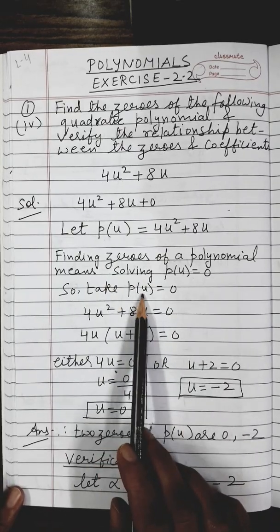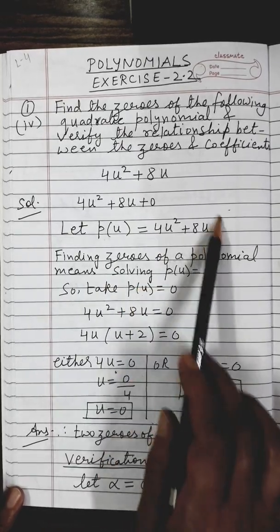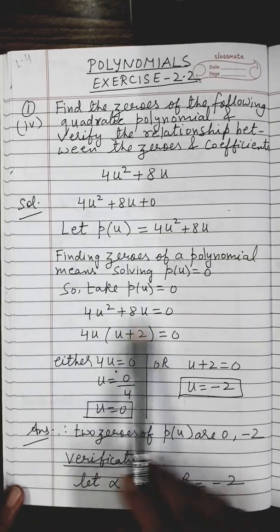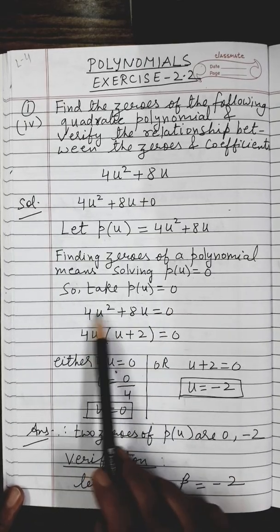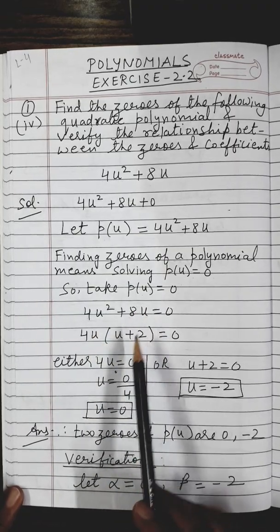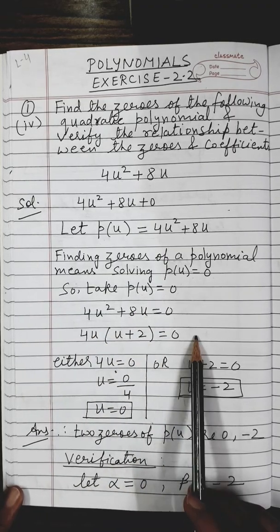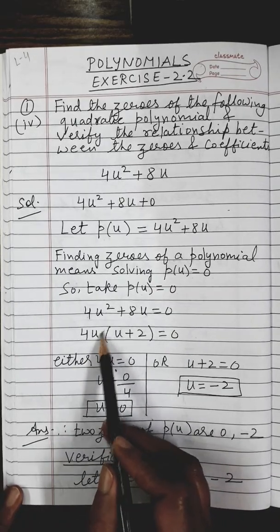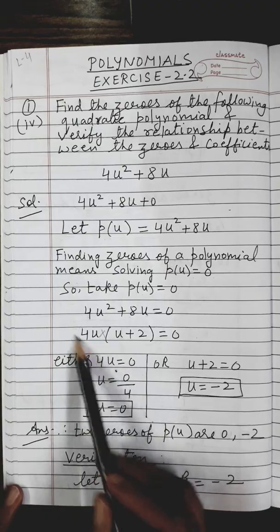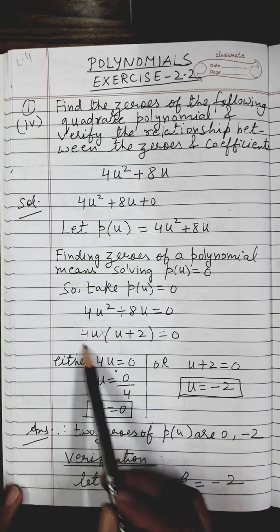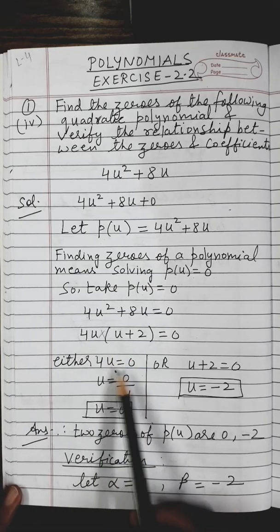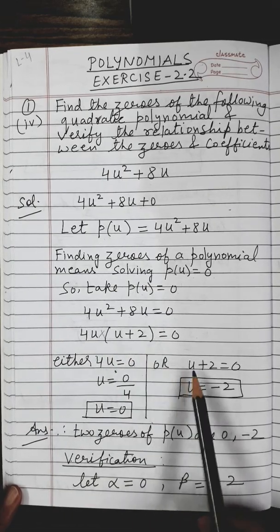So take p(u) equals 0. Take the value of p(u) from here: 4u square plus 8u equals 0. Now what do you see common in these two terms? Take out 4u common. What remains from the first term? u. What remains from the second term? 2. Bracket closed equals 0. Now this is the product of two terms: 4u into (u plus 2) equals 0. When the product of two terms is 0, it means either the first term is 0 or the second term is 0. So I write 4u equals 0 or u plus 2 equals 0.